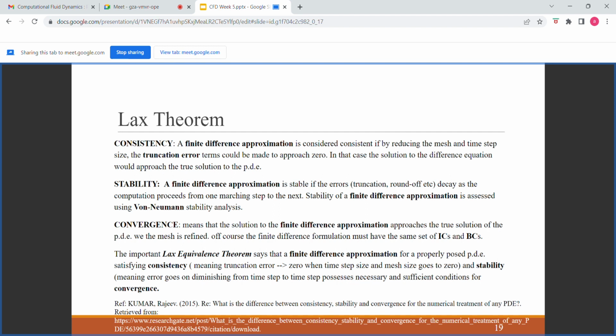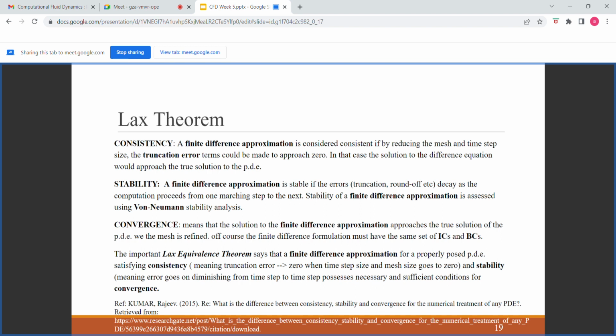What is then stability? A finite difference approximation is stable if the errors decay as the computation proceeds from one marching step to the next. Stability of a finite difference approximation is assessed using von Neumann stability analysis. We would be running the simulations for a long period of time, so at some point we should be getting stable results. That means the errors should be reducing as we go forward with increasing time steps.